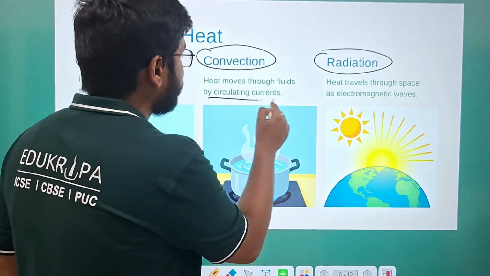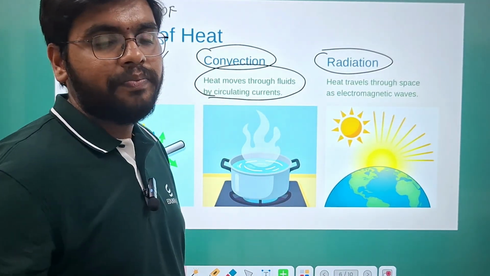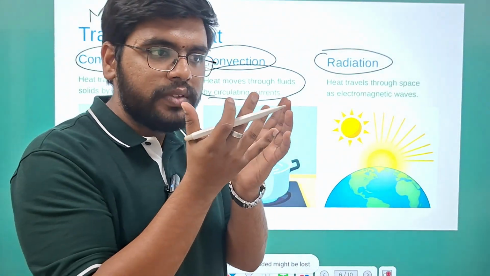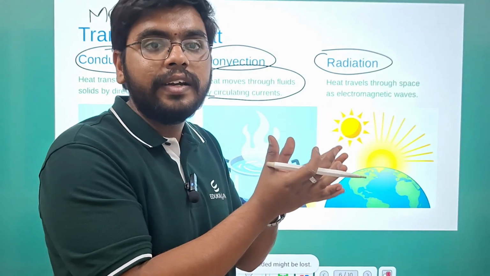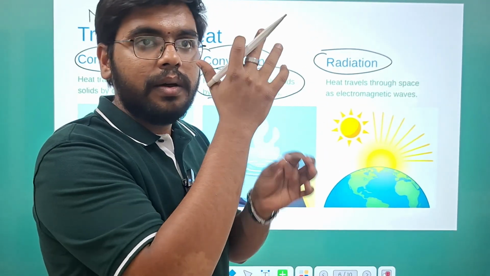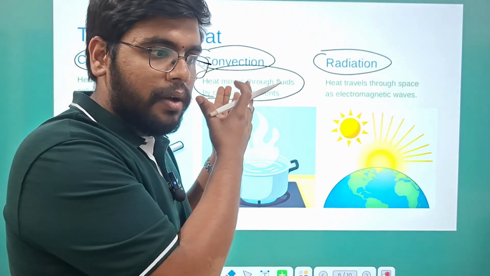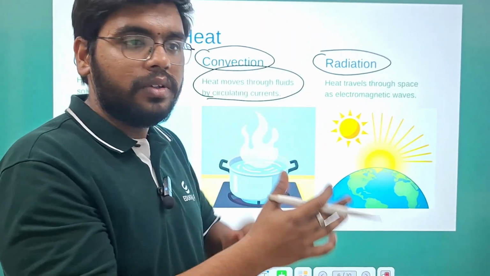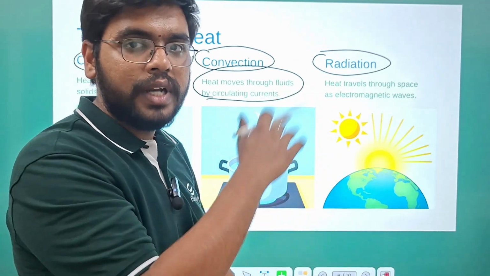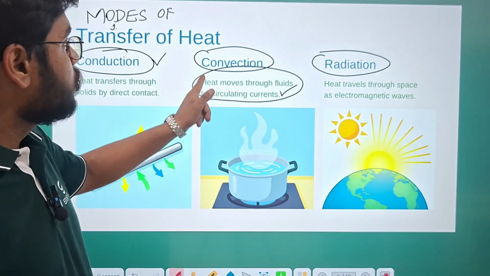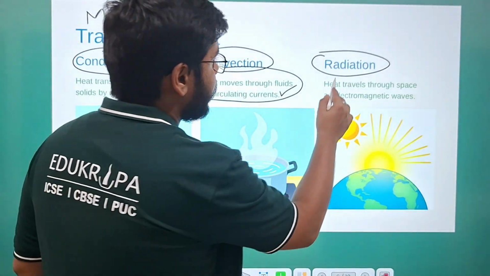Convection usually happens in fluids or liquids, in which a circulating current occurs. It means one part of the fluid is heated and it rises up. Next, the part which is not as heated as the fluid which went up comes down. This circular motion happens. That's why it's called a circulating current motion. So that is convection. Next is radiation.